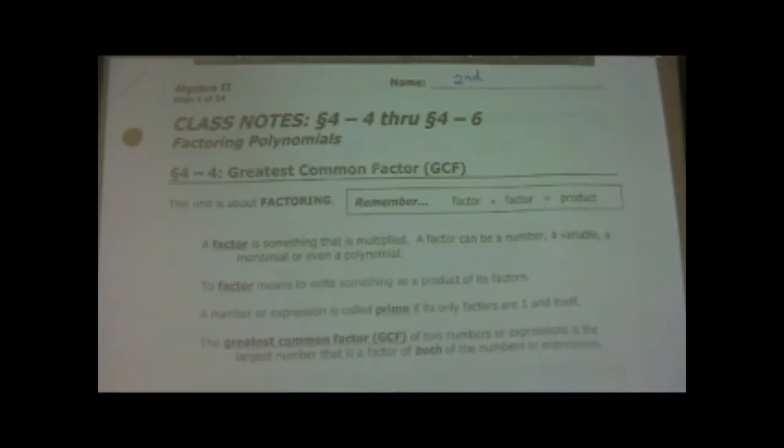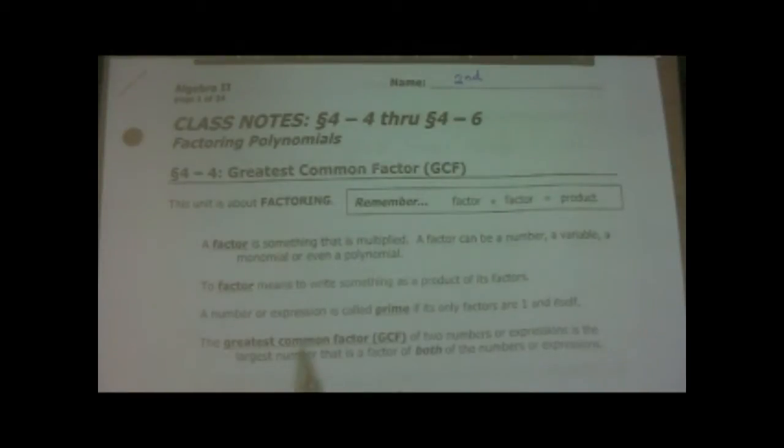To factor, that means a verb. To factor means to write something as a product of its factors. So in other words, to write it as factor times factor. That's what factoring means. So if I ask you to factor something, you're going to take the product. You are going to write it as a factor times a factor. Or maybe a factor times a factor times a factor, because it could be 3 factors. Or even 4 factors. All right?